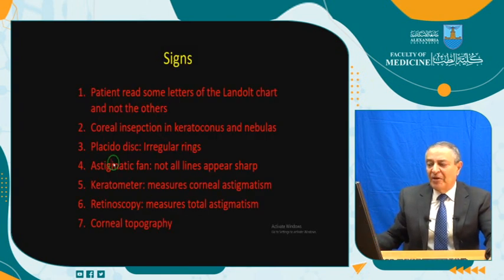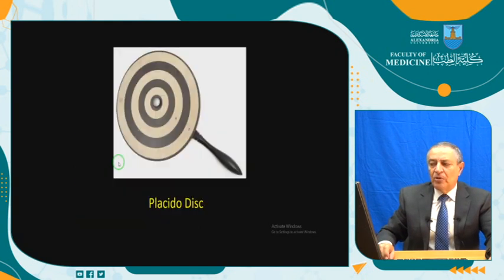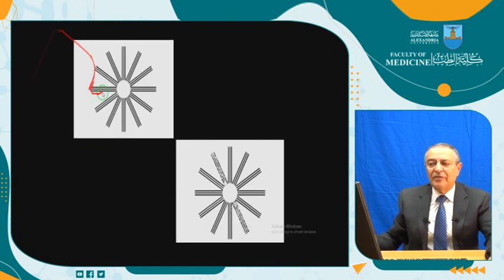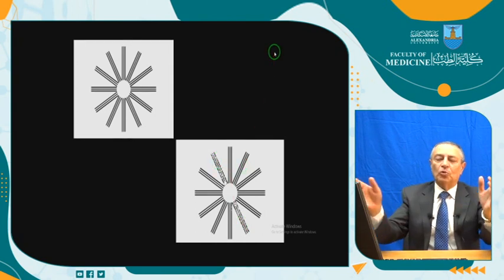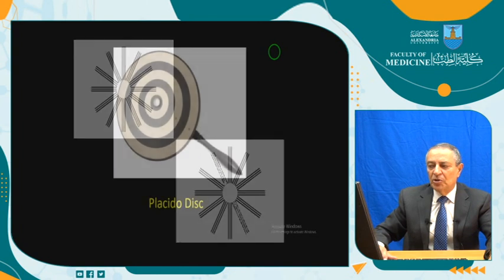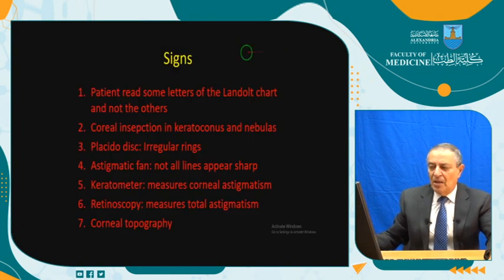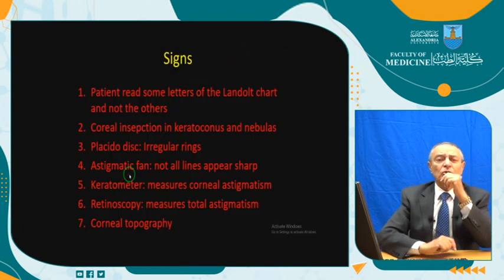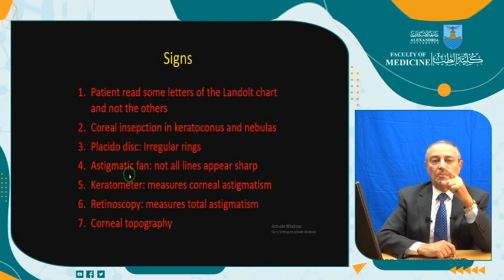And the astigmatic fan, here you will find that if he doesn't have astigmatism, all these will appear at the same focus. But if he has astigmatism, one meridian will be more focused than the perpendicular meridian. This will be less focused than this, and if you have something we call the astigmatic fan, it will be shown in here. Keratometer is the instrument used to measure the power of the cornea.